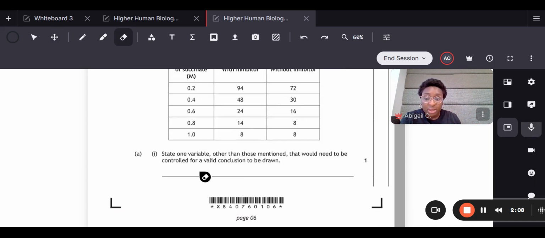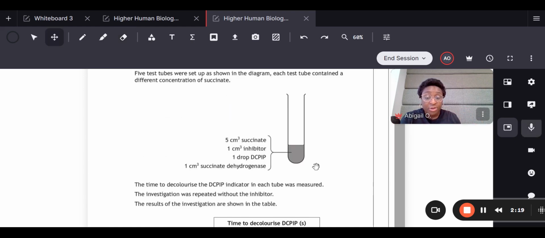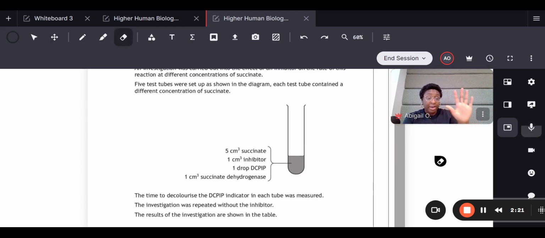But the first question you've been given is to state a variable other than the ones being mentioned that would need to be controlled for a valid conclusion to be drawn. So this is kind of about control, which variables you control and all that kind of stuff. Now, whenever you do any of these questions, you should think of 5 things that need to be controlled in an experiment. Not up to 5, but these are 5 things to always think about when you're thinking of what variables that haven't been mentioned should I mention to get my mark.